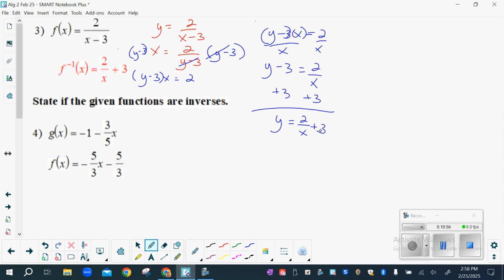Okay, I showed how to do it up there. There's the answer: y equals, or f inverse of x equals 2 over x plus 3.